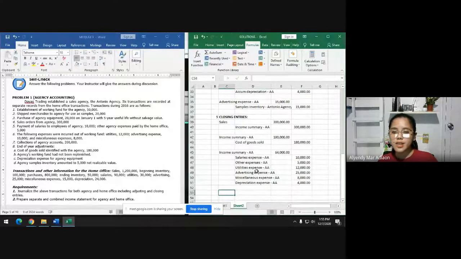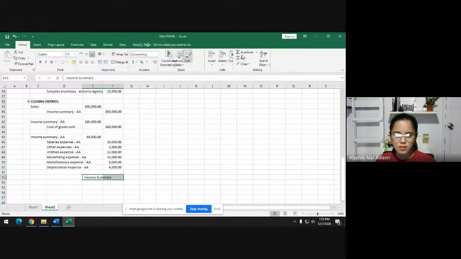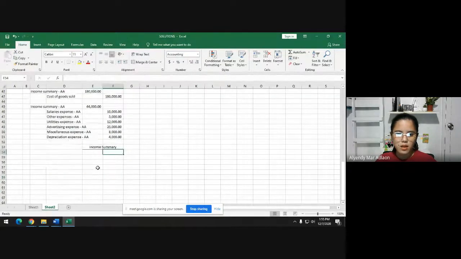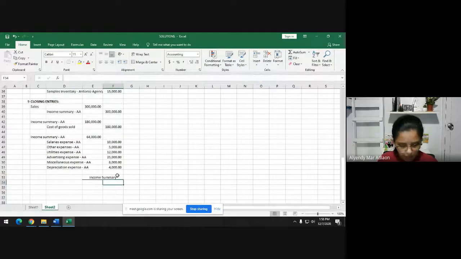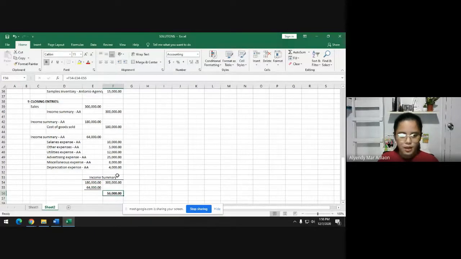Now, lastly is to close this income summary of Antonio Agency to the general income summary. So how much is the balance of our income summary now? I will make a T account. Okay, income summary T account. For the income summary, you have credit 300,000, debit 180,000, and debit 64,000. So what is the balance? 300 minus 180 minus 64, that is 56,000 pesos.